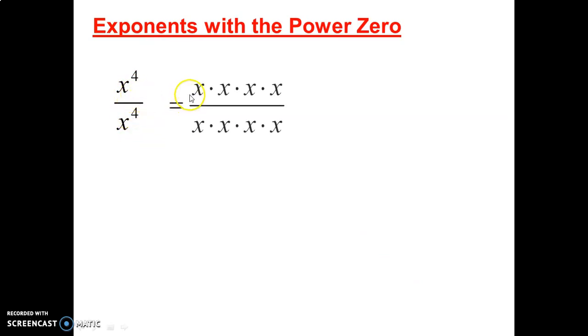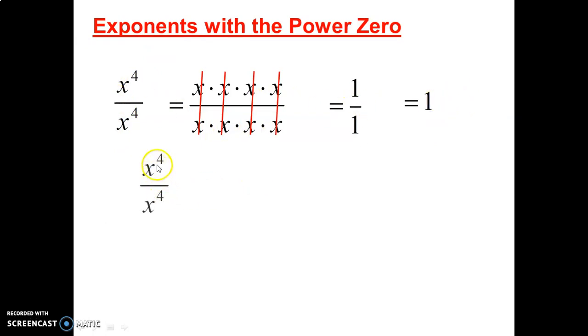Okay, so the next part we have is exponents with the power 0. This is an interesting concept in exponents. Let's look at it this way. Let's begin with two equal exponential expressions divided here, and if we expand that, we have 4 x's there, 4 there. Cancel all those, and you're going to be left with 1 over 1, because each of these becomes 1. So 1 over 1, which is 1. So now we know that that equals 1. And that makes sense, because something divided by itself will be 1.